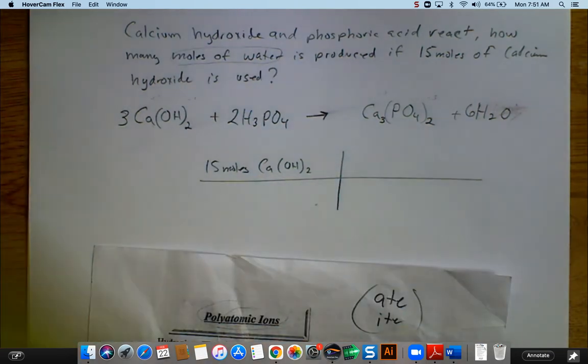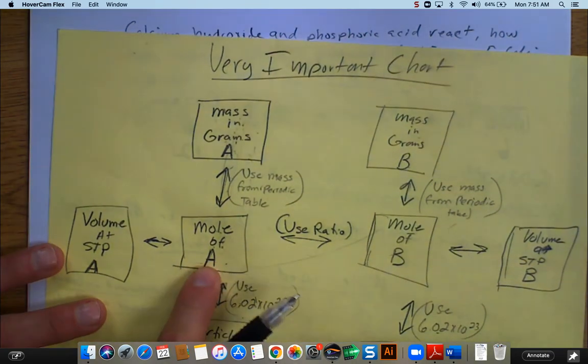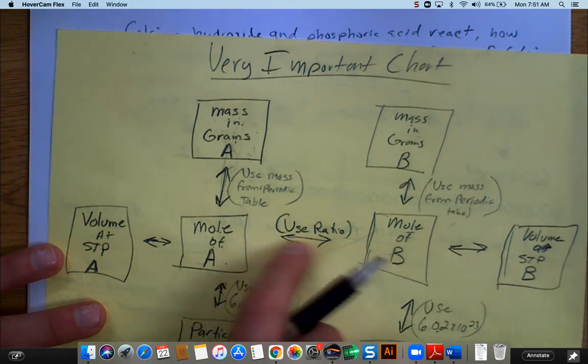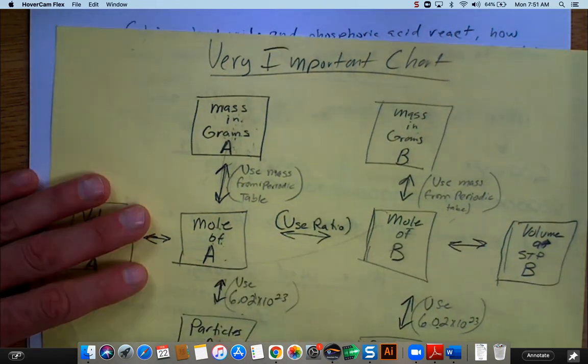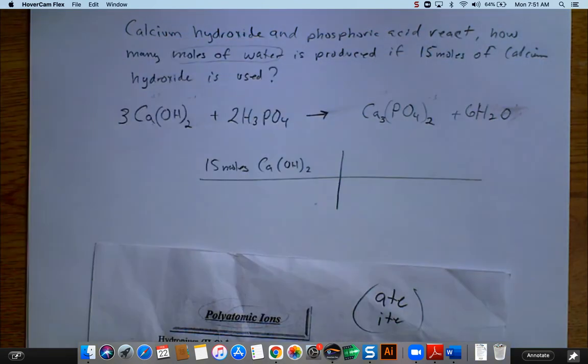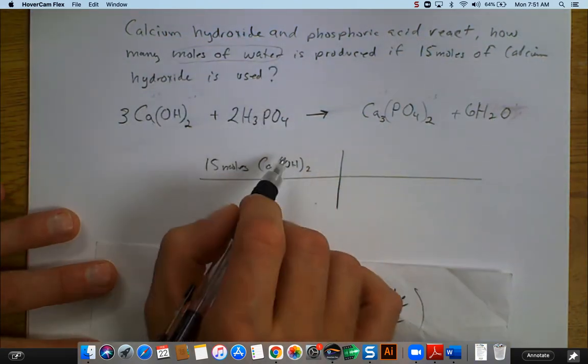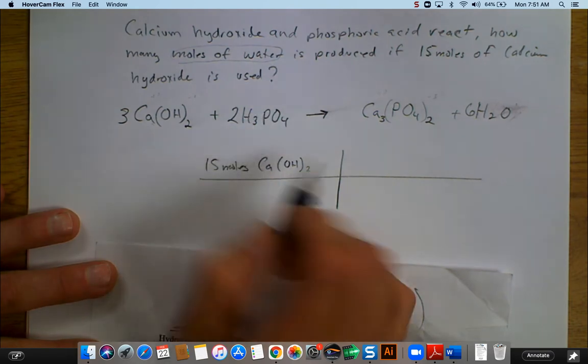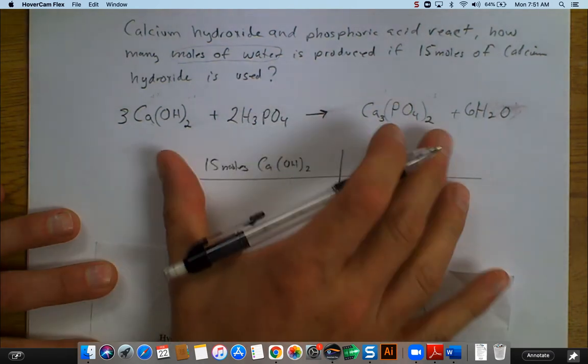So if I go to my very important chart, I can see that I can go moles of one thing to moles of another thing by using the ratio. Now, what is the ratio in this situation? We talked about what is the ratio within a formula like here, a chemical formula. But what about within this?